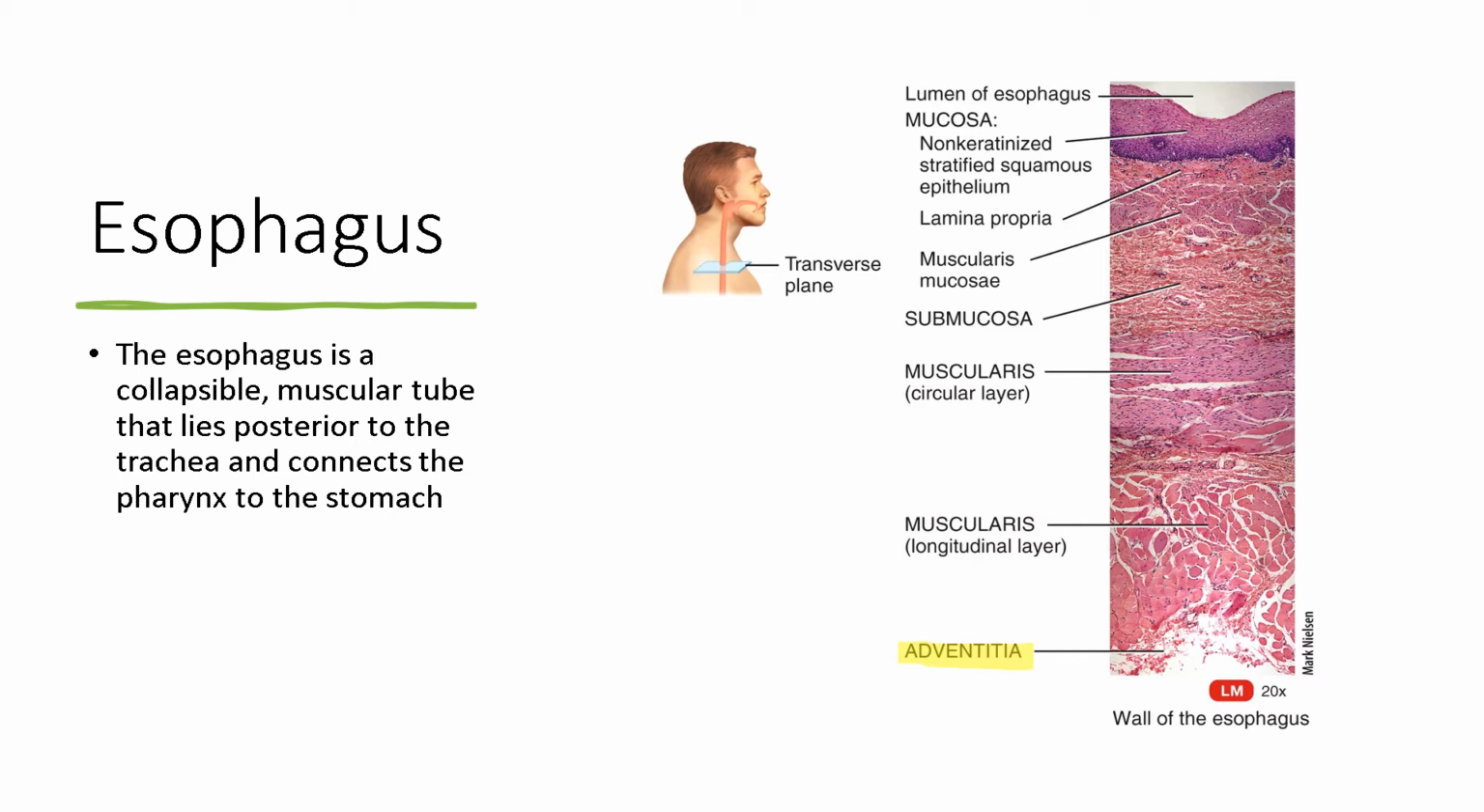In short, the adventitia attaches the esophagus to the surrounding structures. That's very much unlike the serosa of the stomach and small intestine, which does not attach the stomach and small intestine to surrounding structures, such as the thorax walls or the abdominal walls.